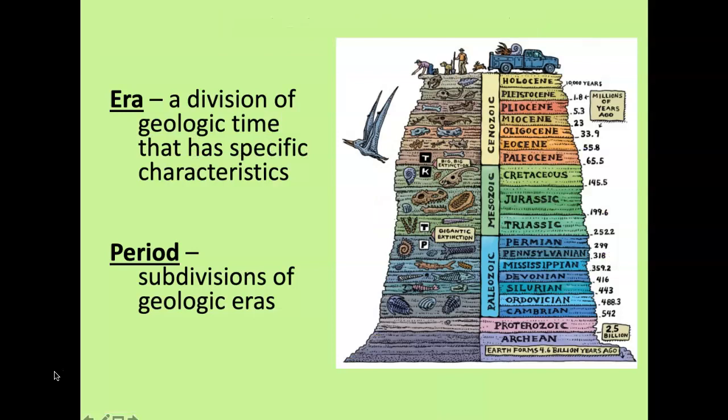So, two terms, an era and a period. These are different divisions of geologic time. So this is one of my favorite images of a geologic timescale. I actually have this on a t-shirt, in case you were wondering. This is showing us the different eras, which are these larger scale time frames. So we have Paleozoic, Mesozoic, and Cenozoic era as three of our primary eras.